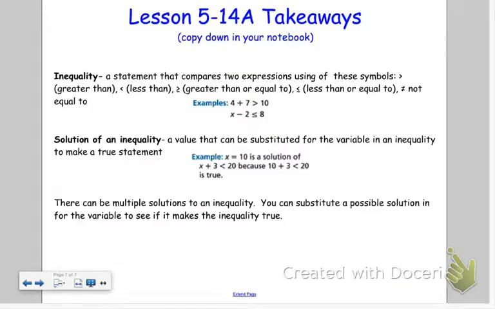Okay, so here are the takeaways for 5-14a. In inequality, we have the definition here. I have the different symbols, if you forget which one means greater than, which one means less than. And then also, a solution of an inequality is a value that can be substituted for the variable in an inequality to make a true statement. So a possible answer, what your variable could be equal to. Because with inequalities, you could have multiple answers. There's not always just one answer. There's lots of numbers that could work. And that brings us to our last point. There can be multiple solutions to an inequality. You can substitute a possible solution in for the variable to see if it makes the inequality true.